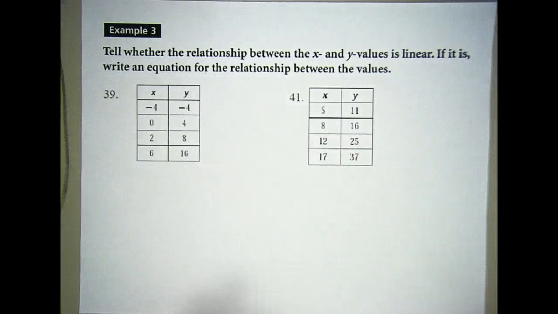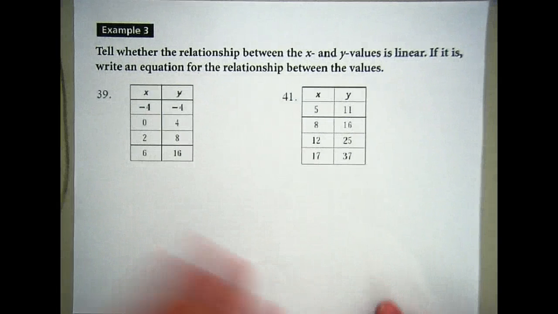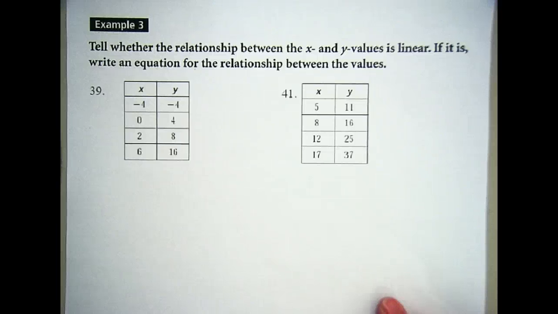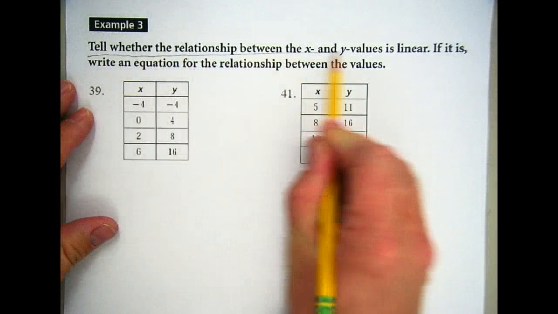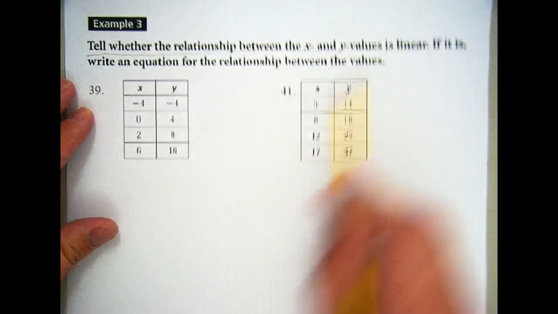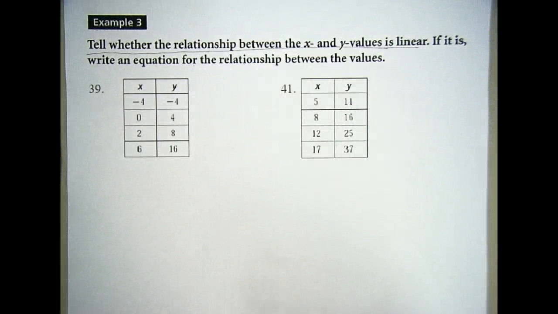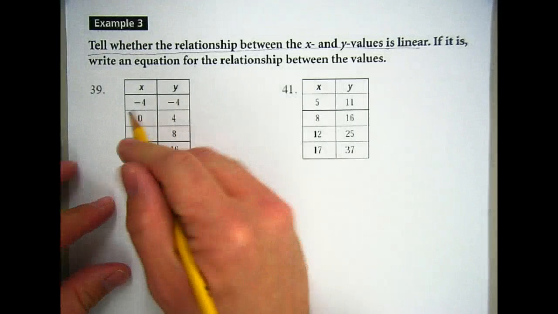Okay, so given a table, tell whether the relationship between x and y values is linear. First, how do we know if something's linear? If a relationship between two sets of data is linear? Chelsea? Good, yeah, if there's a constant increase in x and y.